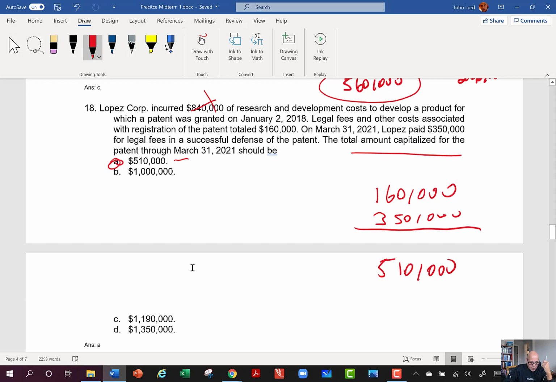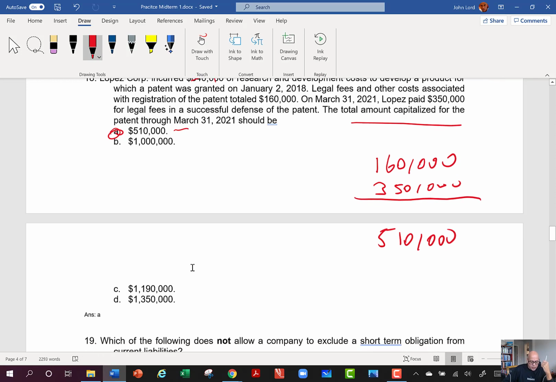The $160,000 would have been amortized, so I'm like, well, the amount that would have been amortized up till they paid the legal fees, then I add that, and then I'd have to amortize that. And do they want the amount at March 31st? But the thing is, since they don't give you an amount that's less, you don't have to worry about it.